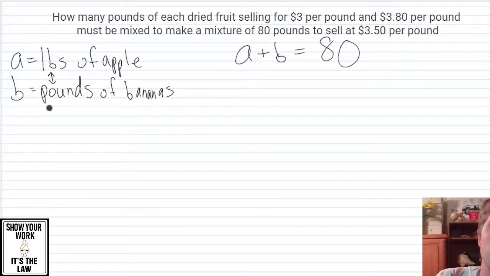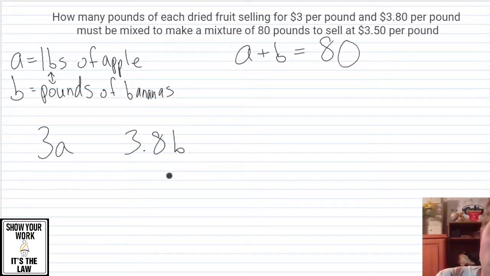Remember, value is going to be multiplying the individual price times the quantity is going to give us the value. So the value of apples is going to be the number of pounds of apples times the price per pound of apples, which is going to be 3A. So that's going to give us our total value of the apples, and our total value of bananas is going to be the 3.80 times the pounds of bananas.